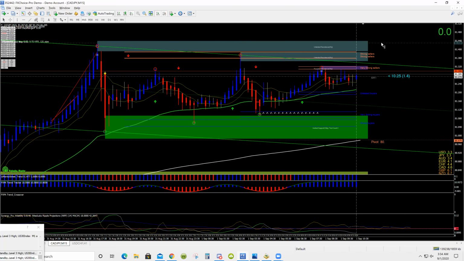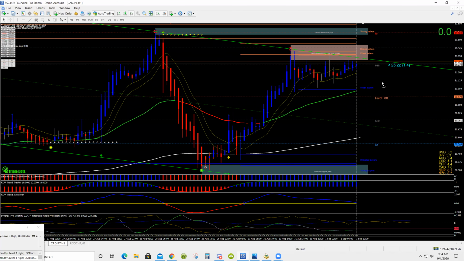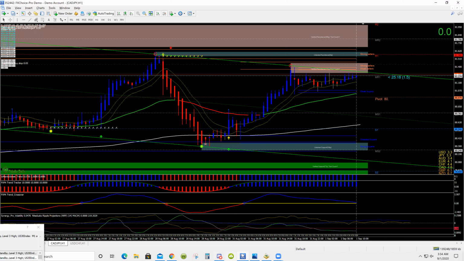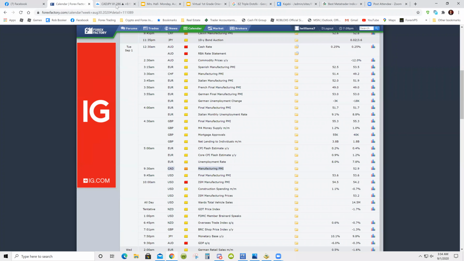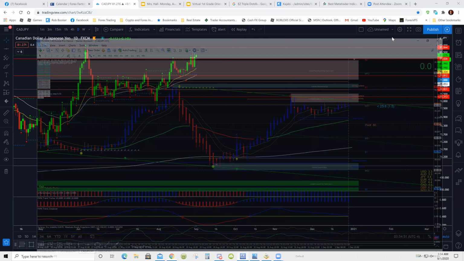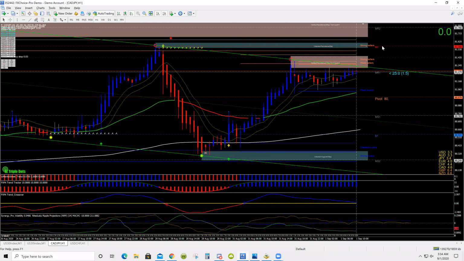I'm going to cover the spreads here. Let me go to the 1 hour and see where my target's at. My target price will be 81.84, which is right at R1.